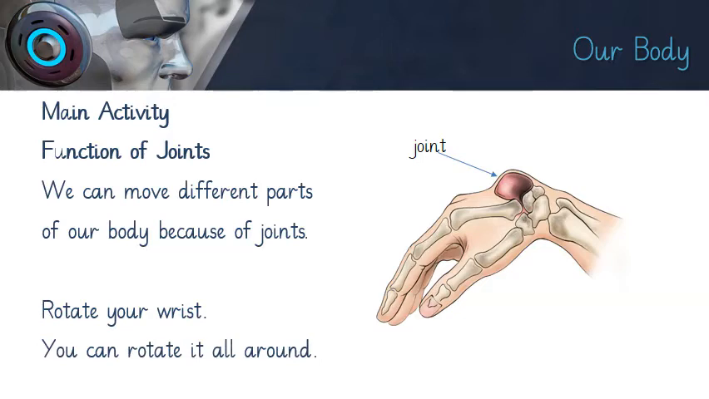As we are discussing joints, let's come towards the function of joints. We can move various body parts because of joints. Observe the given picture and rotate your wrist. You can rotate your wrist all around. This is because of the joint present within our wrist. You can see the picture and observe the joint which has been labeled. These joints help us to move our body parts.